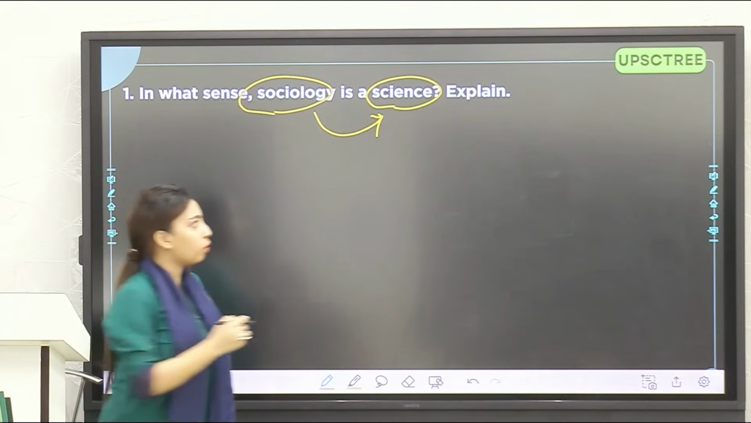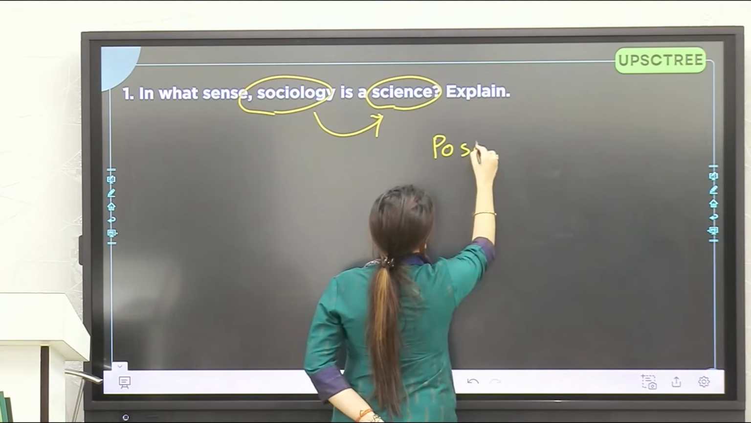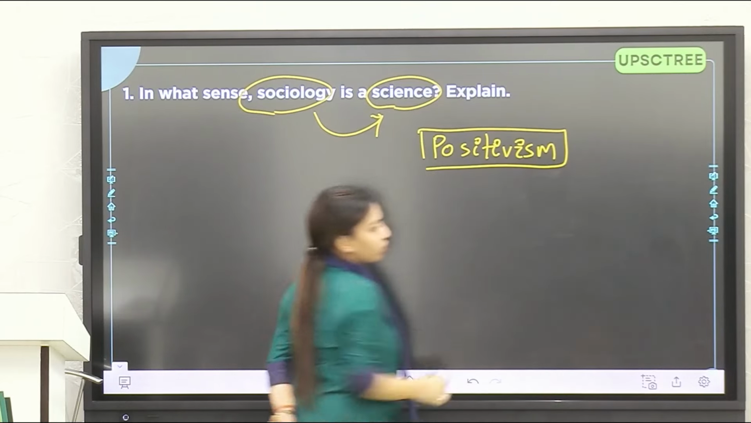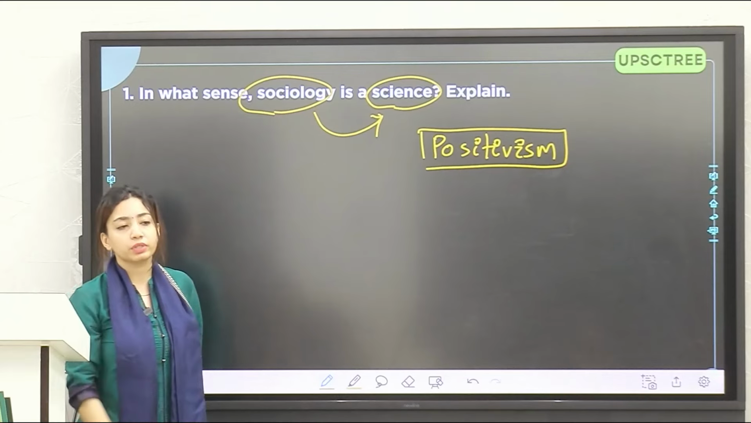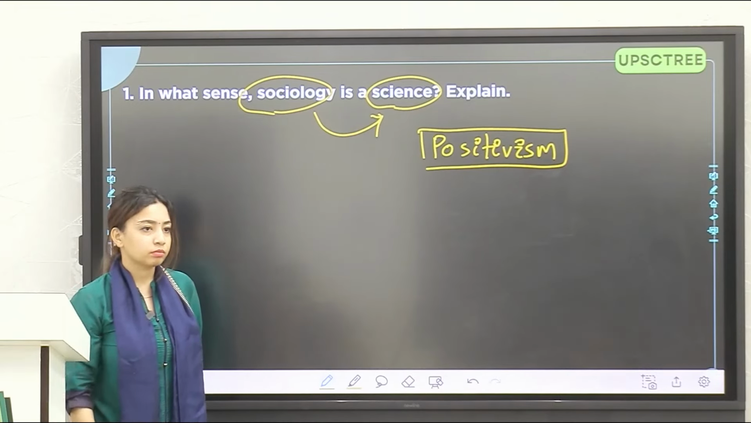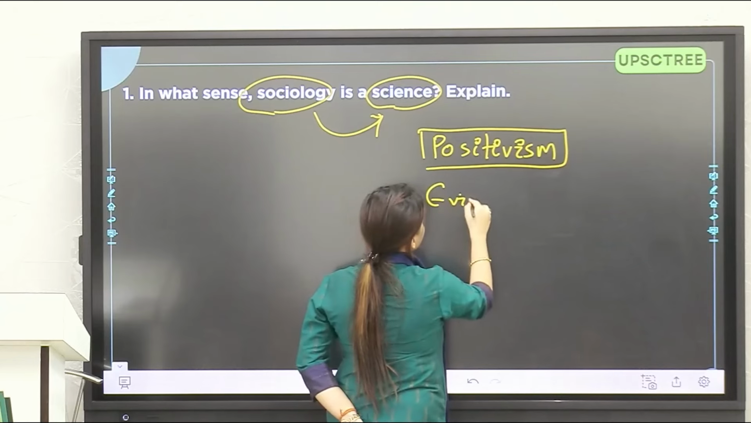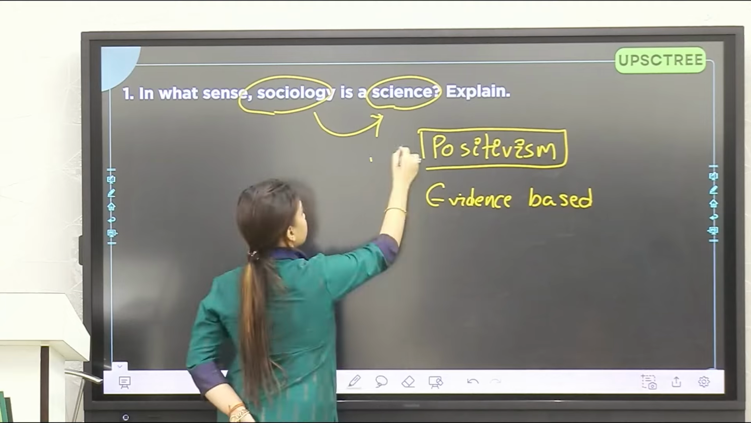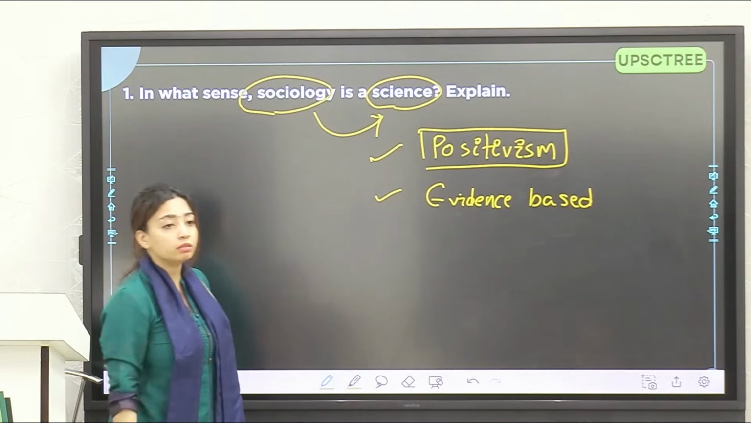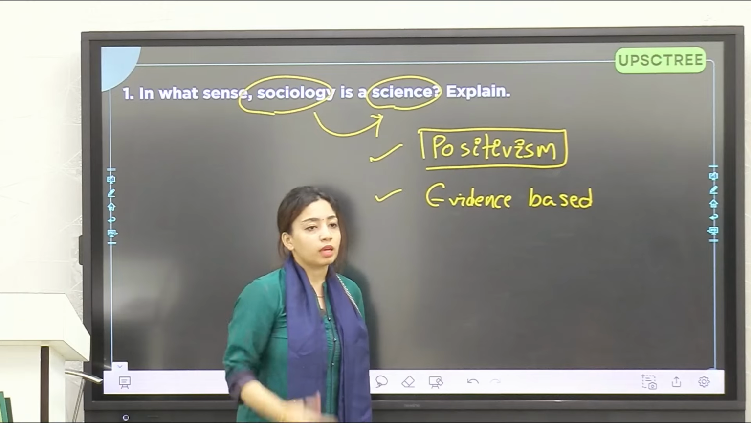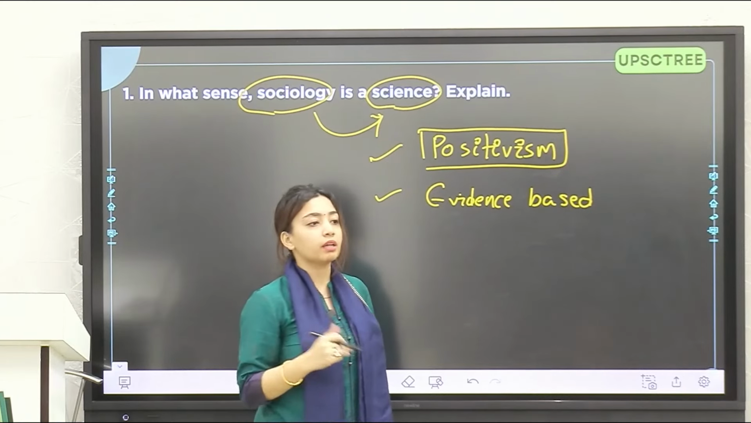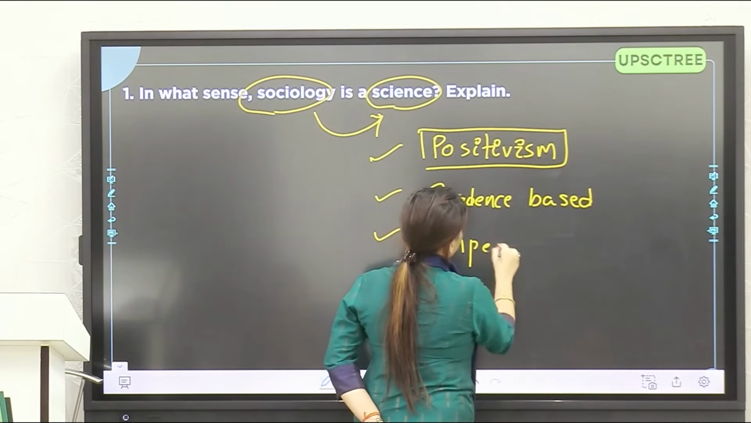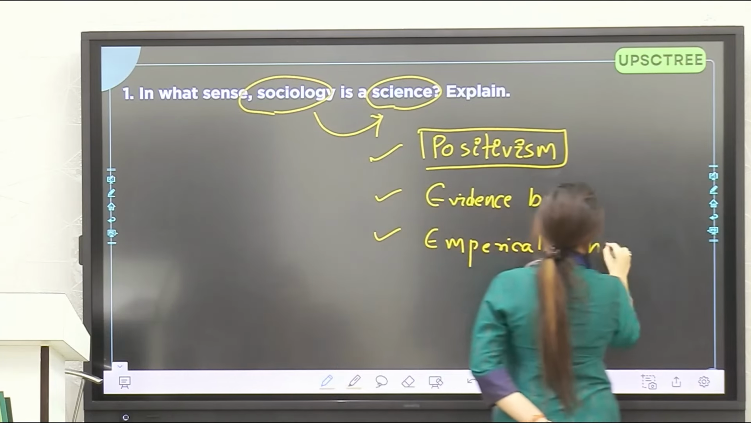First thing, positivism. Structural approach is part of it, which we are not going to discuss here. Evidence-based. Then, tell me the keywords. You can also write down these points. Using some scientific methodology? Again, synonymous. You are not making any sense. Yes, empirical. Empirical, which is nothing but universal application.